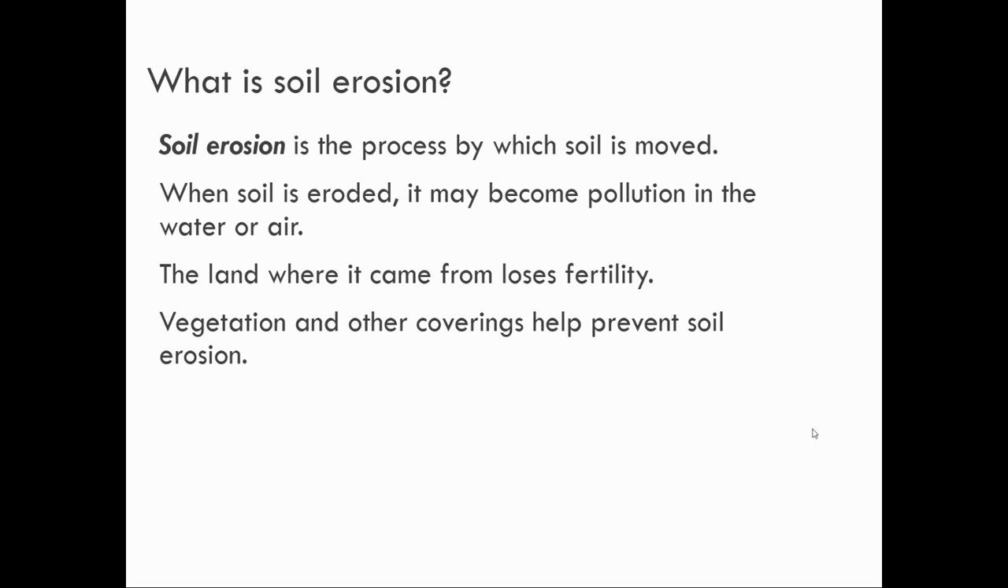Vegetation and other coverings help prevent soil erosion, whether it be absorbing water or root systems which hold the soil in place. It could also knock down the amount of wind that's affecting the area, and we'll talk about some of those when we get to management techniques.